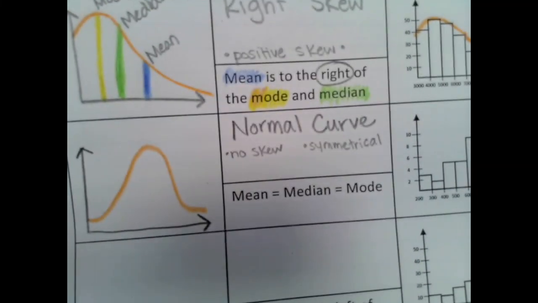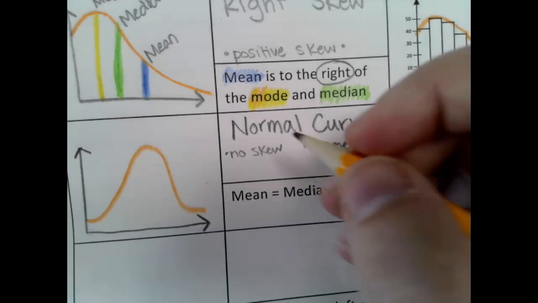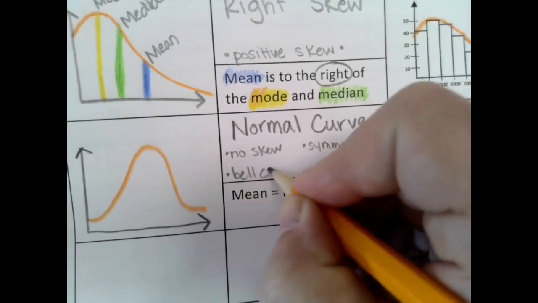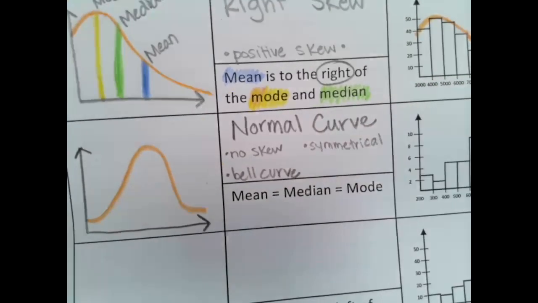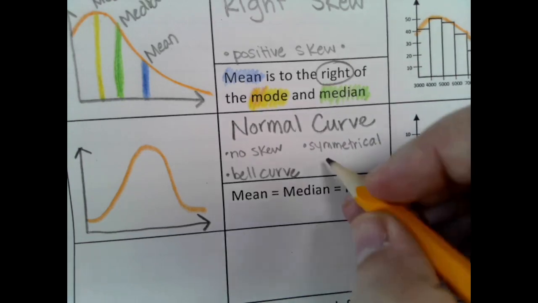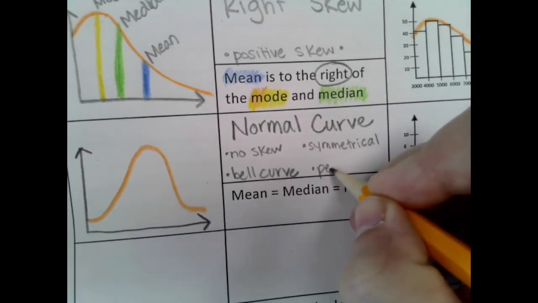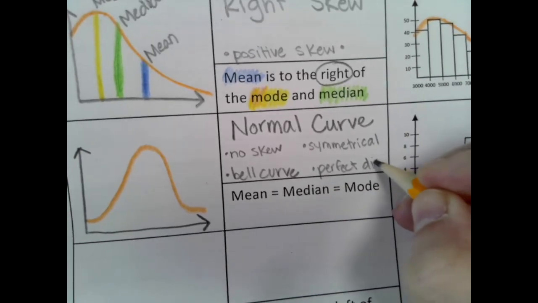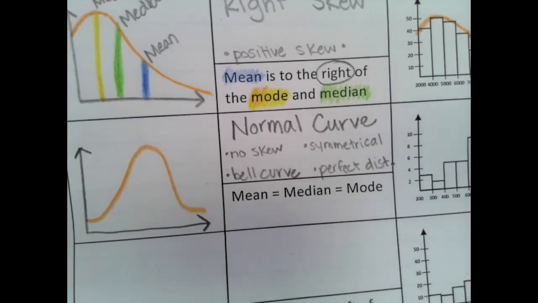We also call it a bell curve. Or we could call this a perfect distribution. I'm going to do DIST for distribution, since that's what this whole chapter is about, or whole lesson's about.